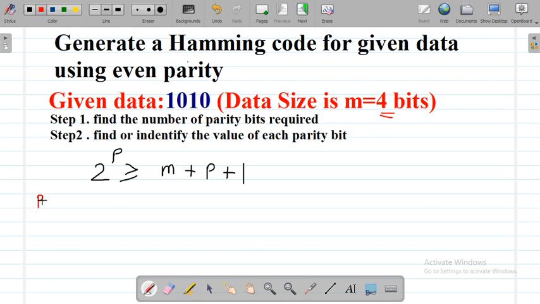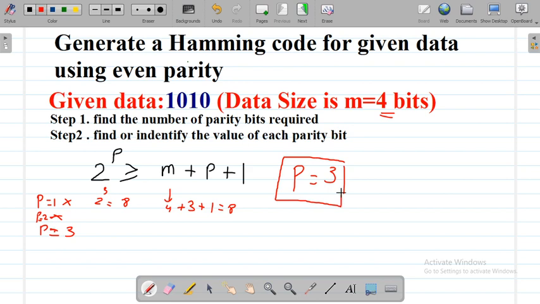So if I take p is equal to 1, this equation is not satisfied. For p is equal to 2, again this equation is not satisfied. For p is equal to 3, the equation is satisfied because 2 raised to 3 is 8, and m plus p plus 1, that is 4 plus 3 plus 1, is 8. So that means it is equal. So this equation is satisfied for p is equal to 3. So my p will be 3. That means I will require 3 parity bits in my Hamming code.